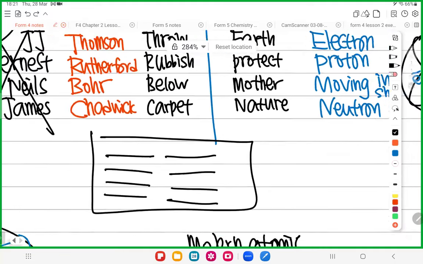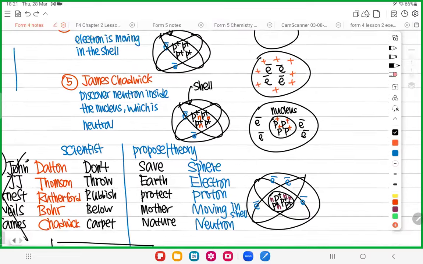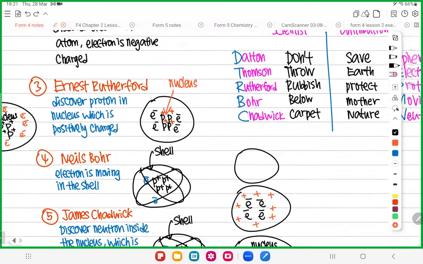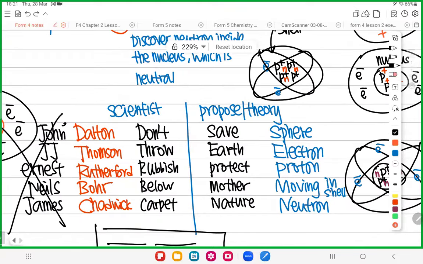Yeah? All right. So I hope everyone knows how to do this. Okay, guys, let me know in the chat box, okay? How's everything? Are you guys okay with what the five scientists say, and also a simpler way to memorize it? Are you okay with this whole thing so far? All right. So remember, don't throw rubbish below carpet. Save Earth, protect Mother Nature. Okay?